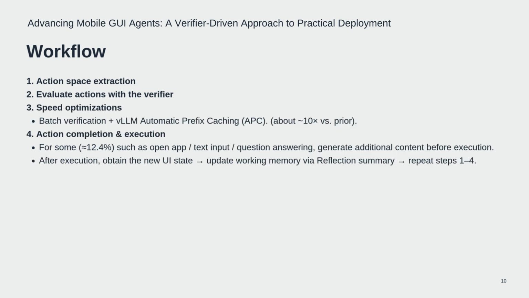Next, speed optimizations. I should note the optimizations applied in step 2 to make it fast. Batch verification, meaning we run a bunch of those yes or no queries in parallel on the model. They also employ the vLLM library's automatic prefix caching, which I mentioned. It caches the forward pass for the static part of the prompts and only computes the tail for each candidate.